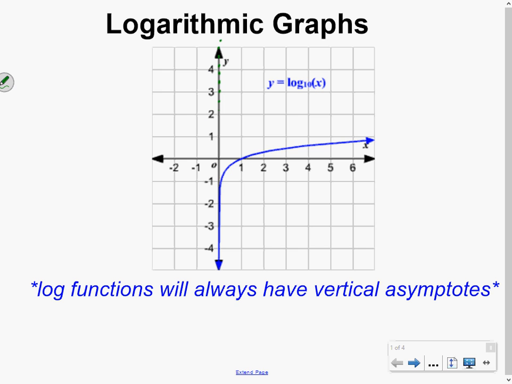So the parent function, and we're looking at the graph of log base 10 of x here, and it could be any base, it doesn't have to be just log base 10, but any of the parent functions are going to have a vertical asymptote right along the y-axis here, which would be represented by the equation x equals 0. This vertical asymptote is only going to move if we shift things left or right. With exponential functions, the horizontal asymptote moves if we have vertical translations. Vertical asymptotes move when we have horizontal translations.